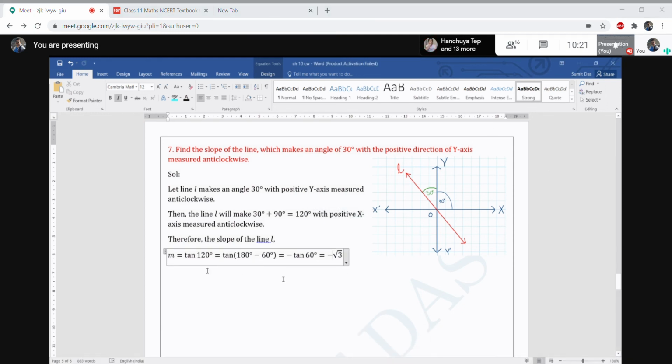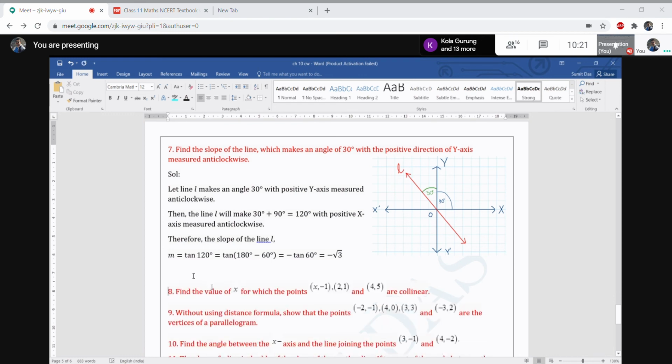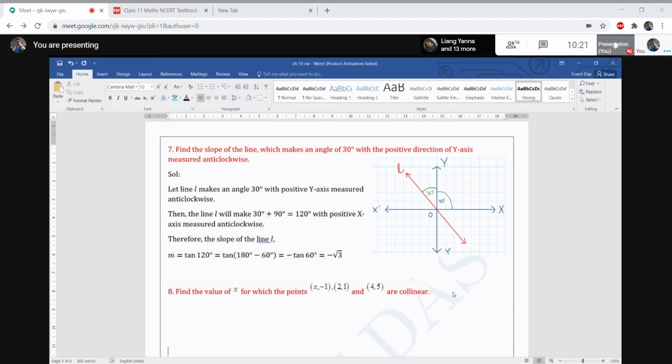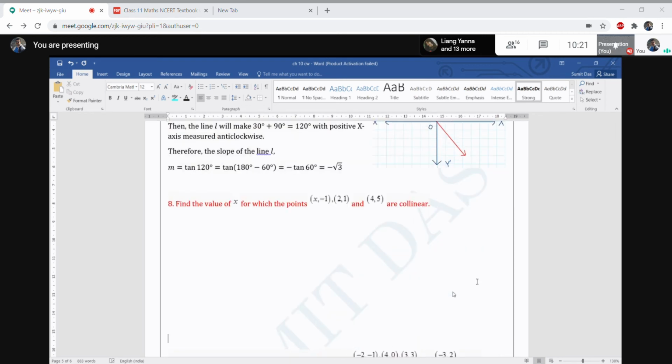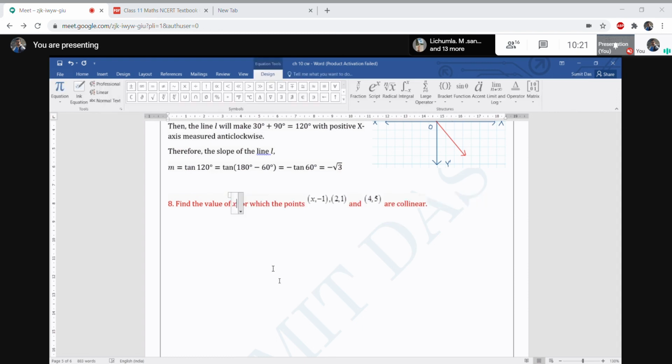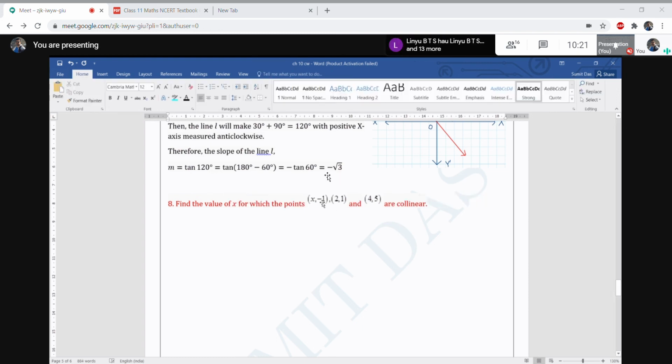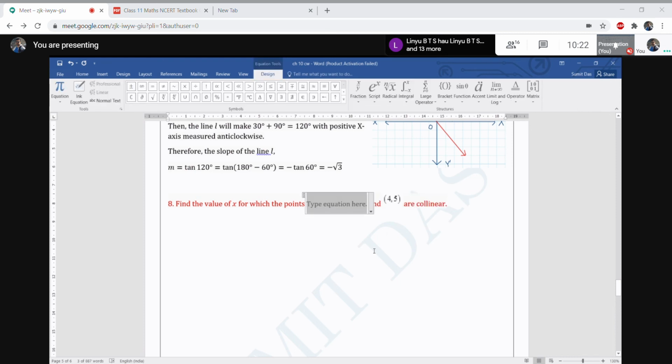Fine. The next question. Question number 8. Find the value of x for which the points are collinear. You can see a few points are given, to find whether they are collinear or not. How to do it?